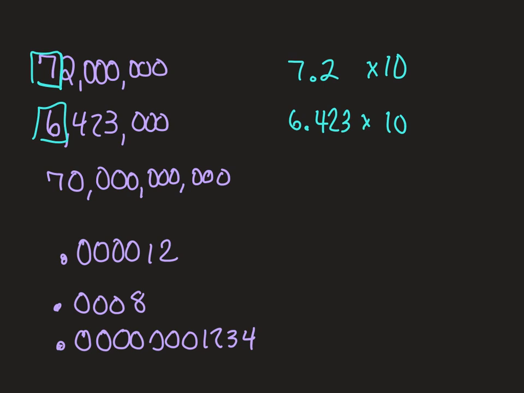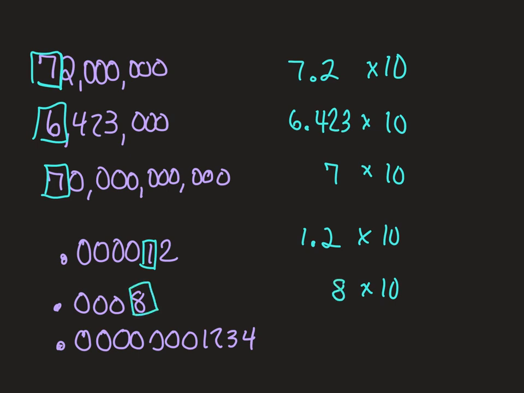6.423. There's always going to be a times 10 and only 1 digit before the decimal. Always a times 10, 1 number in front of the dot.